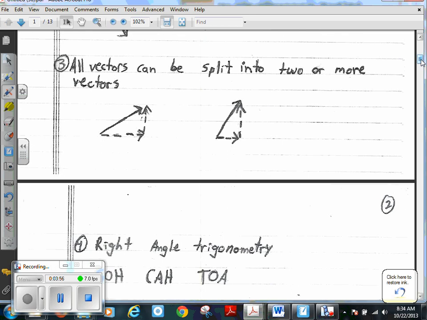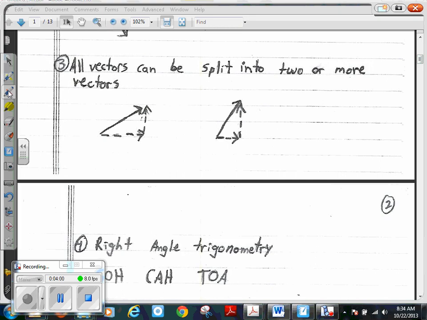And this point right here is very important. All vectors can be split into two or more vectors. The reason we want to do that is so we can make a right triangle. Okay?